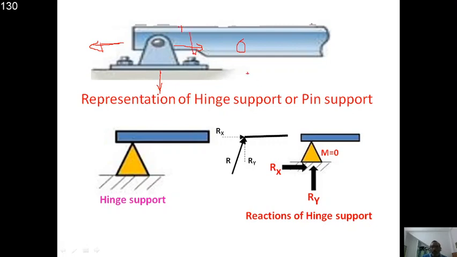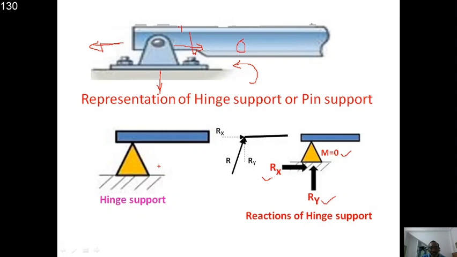But the only possibility is that it can rotate. Hence it cannot offer any moment. Hence this is shown as M equal to 0 at the pinned point. But it can offer vertical resistance and horizontal resistance. So a hinge support is very useful when we don't want any translatory movement. And if we want rotation, then it is most useful.